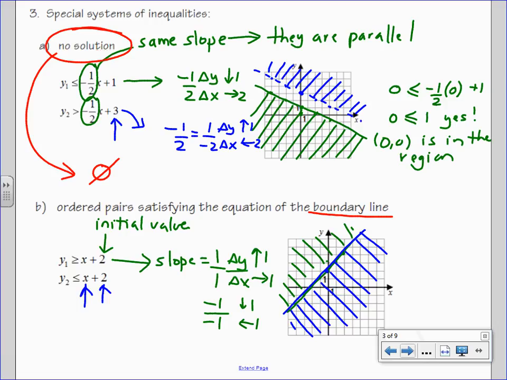If you want, you can take your highlighter. It's going to be just on the line. So what would be the equation? It's all the ordered pairs that satisfy the equation of the boundary line. In this case, it would be y is equal to x plus 2. Okay, so it would be x and y that belong to this.